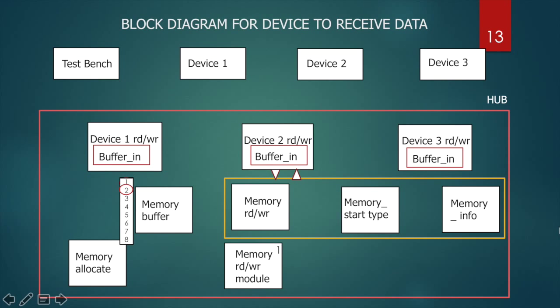The slide shows a block diagram for device to receive data from the hub. Let's take for example device 2 is requesting 128 bytes. So from the test bench we are giving the device ID and TS size and the respective send or request signal to select the device and what the device will do, that is send or request. So here it's a request operation.